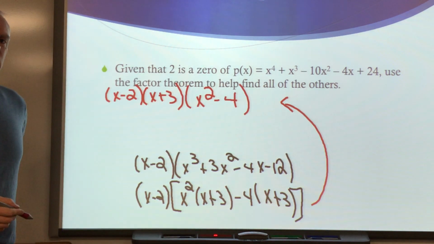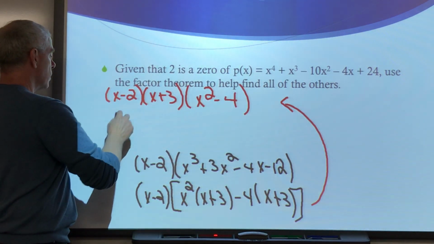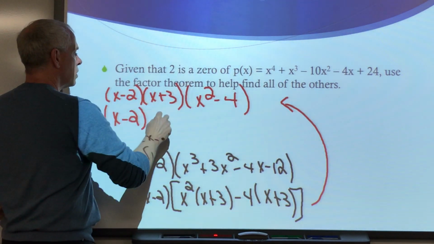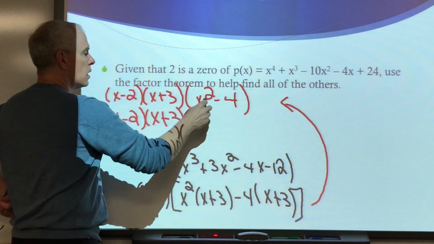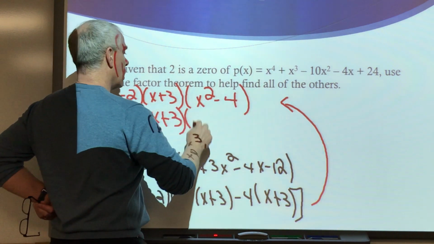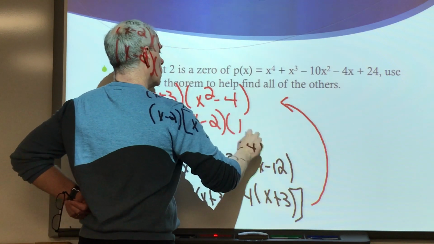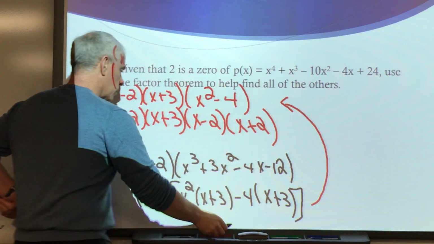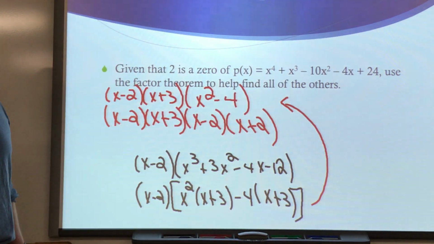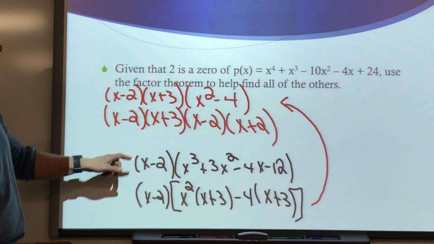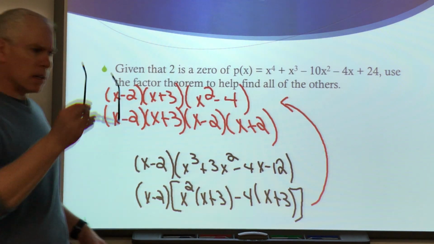Well, if you guys remember, x squared minus 4 is a difference of squares. So I've got an x minus 2, an x plus 3, and x squared minus 4 factors to x minus 2, x plus 2. So that would be the completely factored version of that.